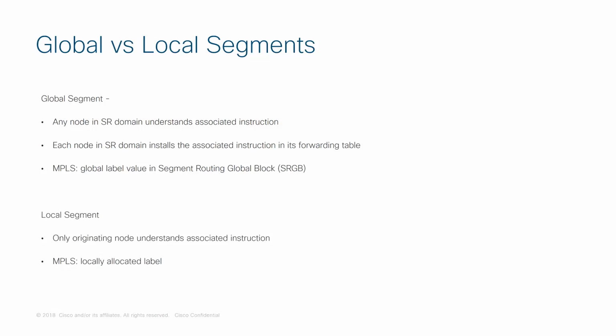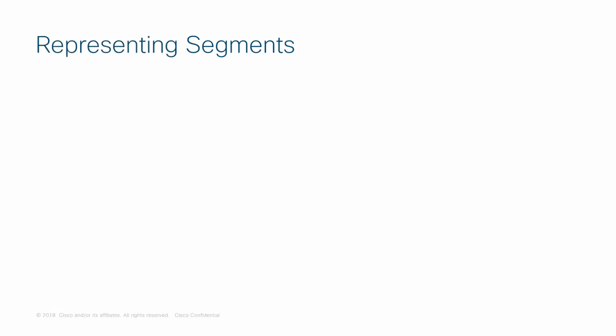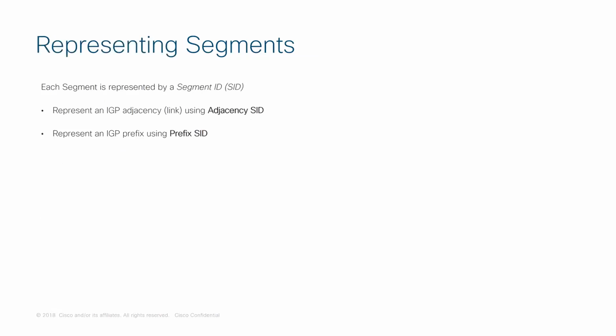We are coming to a lot of examples, so this understanding will get clear. Same thing, a segment is represented by a segment ID: an IGP link is an adjacency set, and an IGP prefix is a prefix set, but currently in segment routing, okay, so how does LDP work?